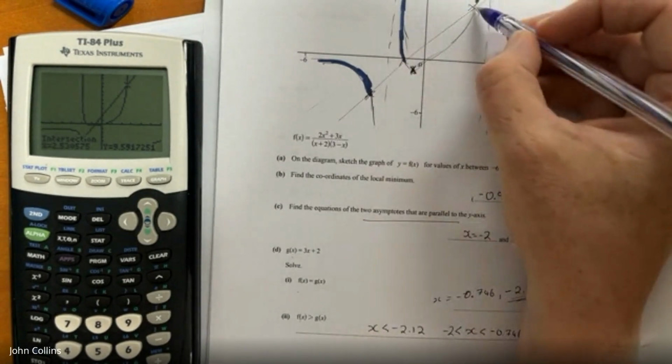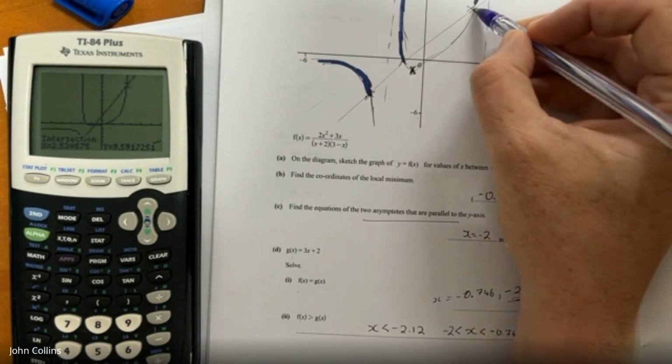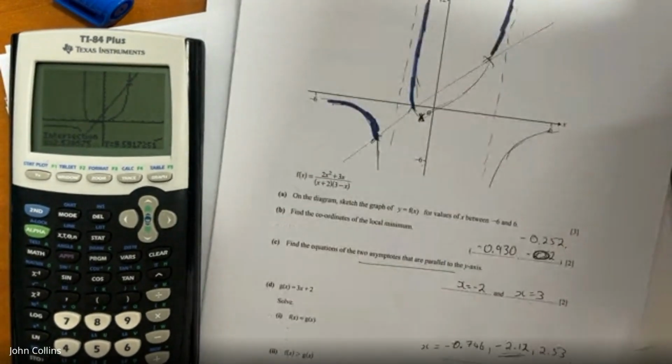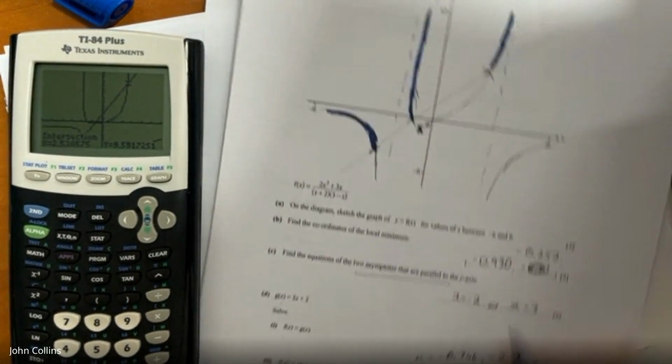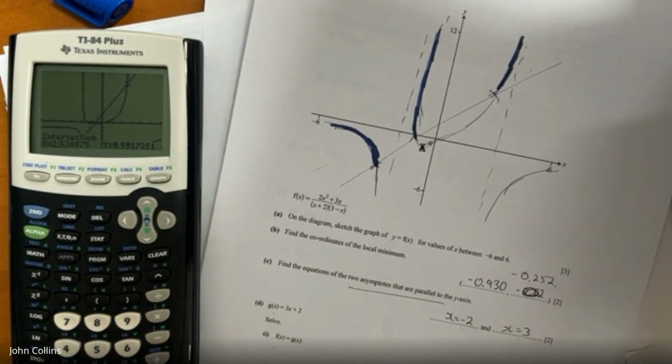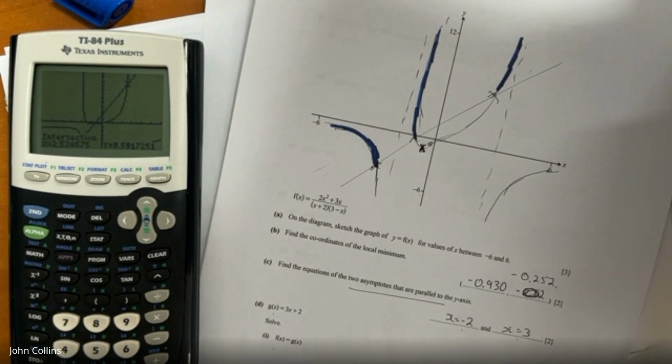And then this one is from this point up to the asymptote. So that's the third place. That point I found on my calculator to be 2.53, up to the asymptote, which was 3. So that's quite difficult maybe to visualize, especially on a weird function like this, where one is above the other.